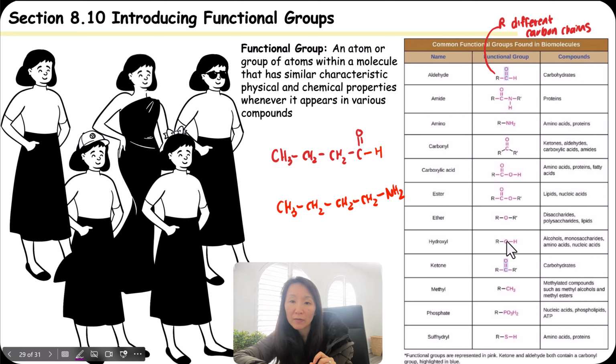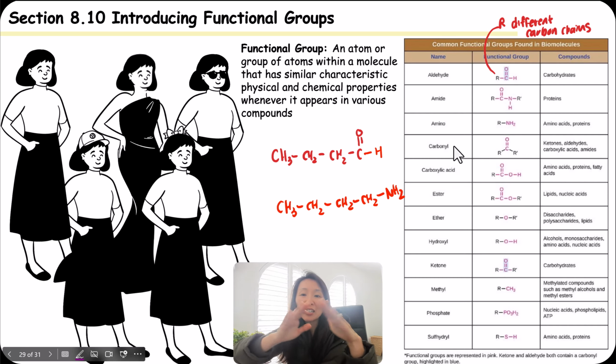You guys are very familiar with hydroxyl, OH. Ketone has a C double bonded O. It looks a lot like aldehyde, but instead of an H, there is another carbon on both sides. Methyl, I think we are familiar with, CH3. Phosphate, and sulfhydryl. Now the carbonyl, the reason why I skipped it, it could be really confusing with the ketone because they look exactly alike.